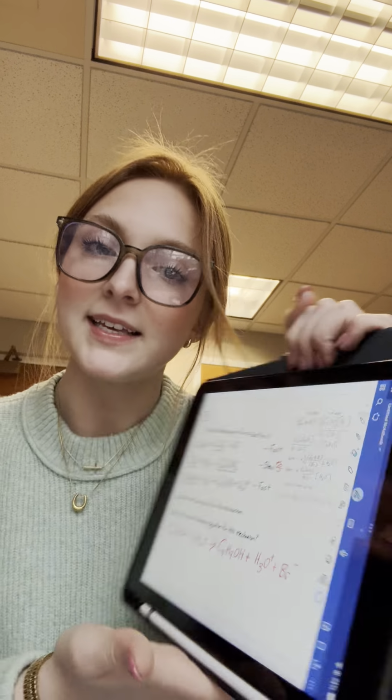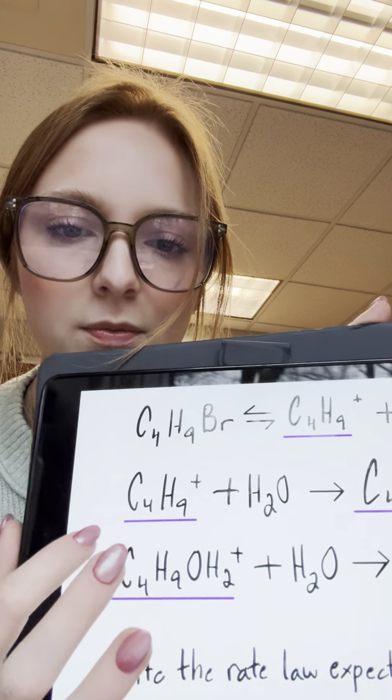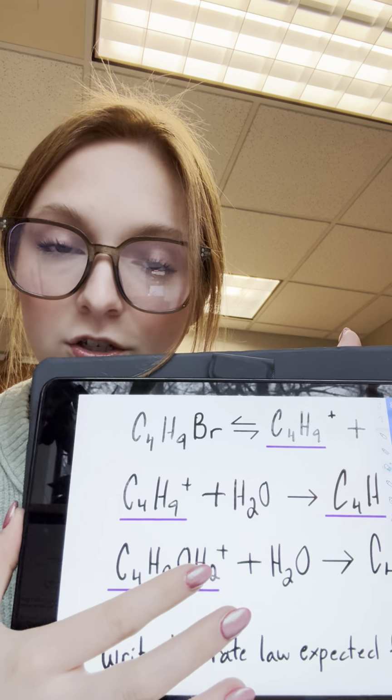But yes. And then for our expected rate law, it comes from the rate determining step. So you'd think it would be C4H9 H2O. Wrong, because of the intermediate rule. It'd be a lot easier without it, but there was a reason for it. And so because of that, we do what we learned the first time.